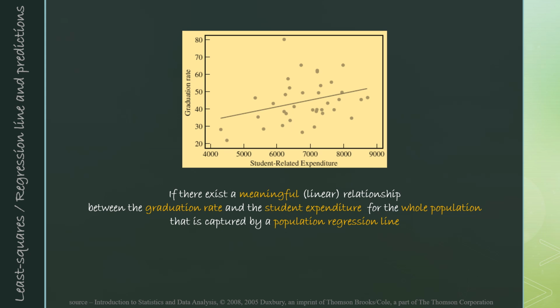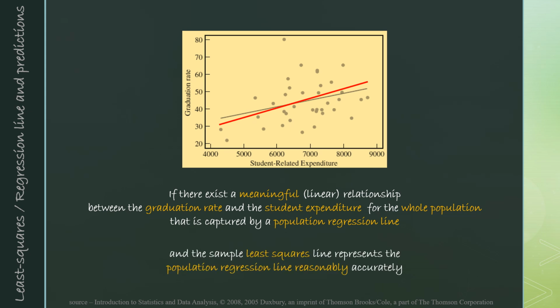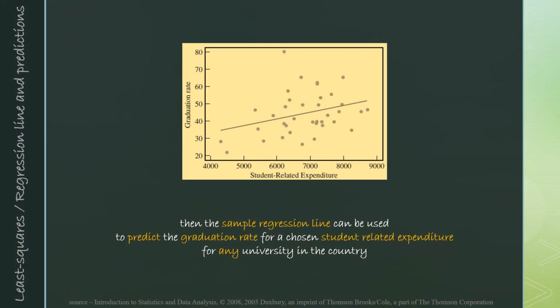If there exists a meaningful linear relationship between the graduation rate and the student expenditure for the whole population that is captured by a population regression line displayed in red, and the sample least squares line represents the population regression line reasonably accurately, then the sample regression line can be used to predict the graduation rate for a chosen student-related expenditure for any university in the country, meaning in the whole population, within a reasonable interval of accuracy.